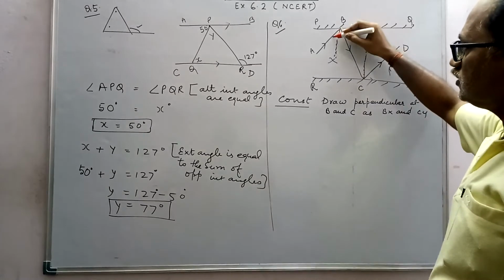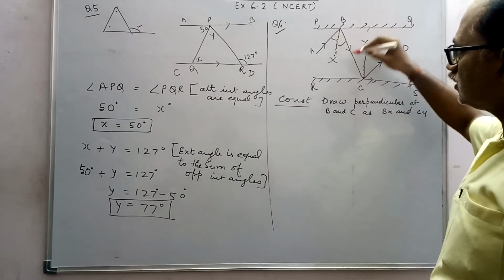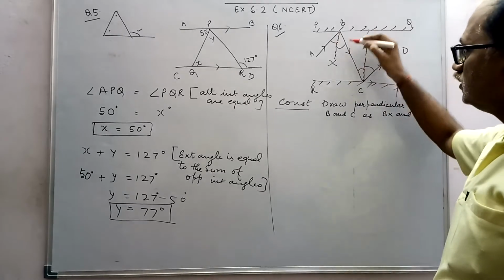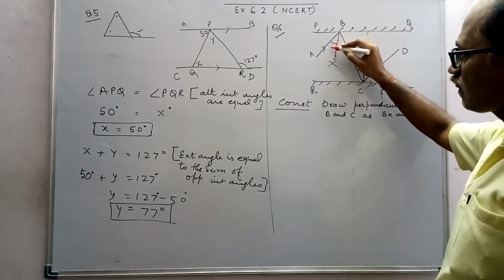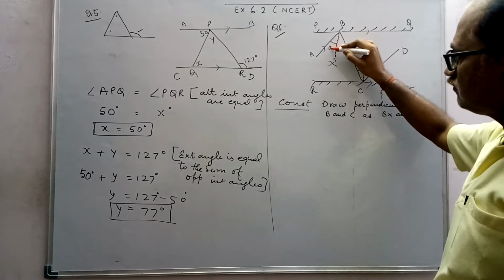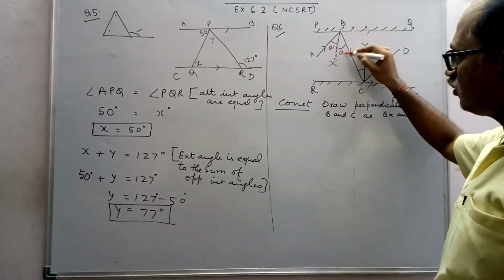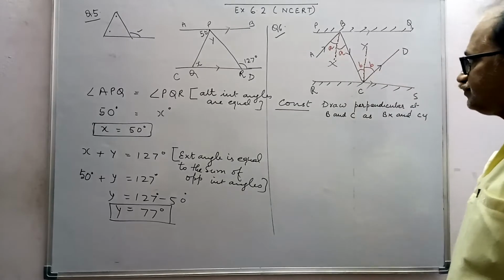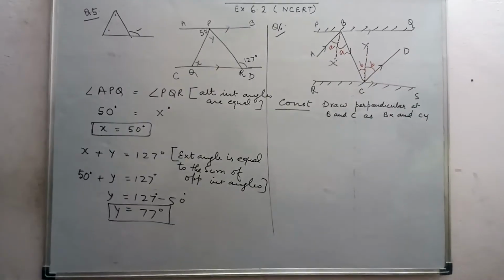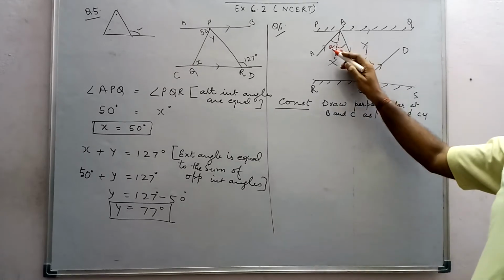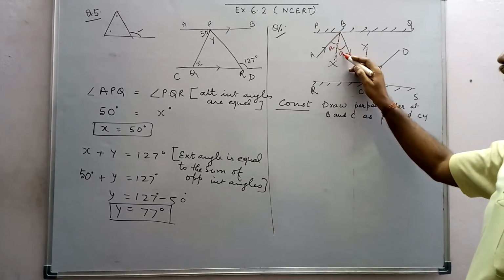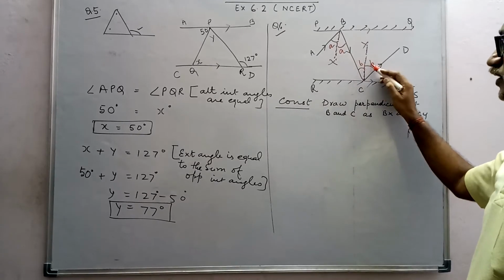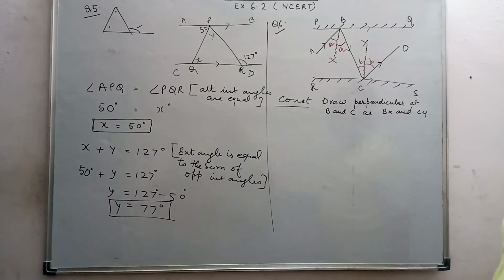And if they are the normals, then this angle and this angle shall be equal. So similarly, this angle and this angle shall be equal. Let this angle be small a. So this is also small a by the law of reflection. If this is b, then this is also b. Angle of incidence is equal to angle of reflection.